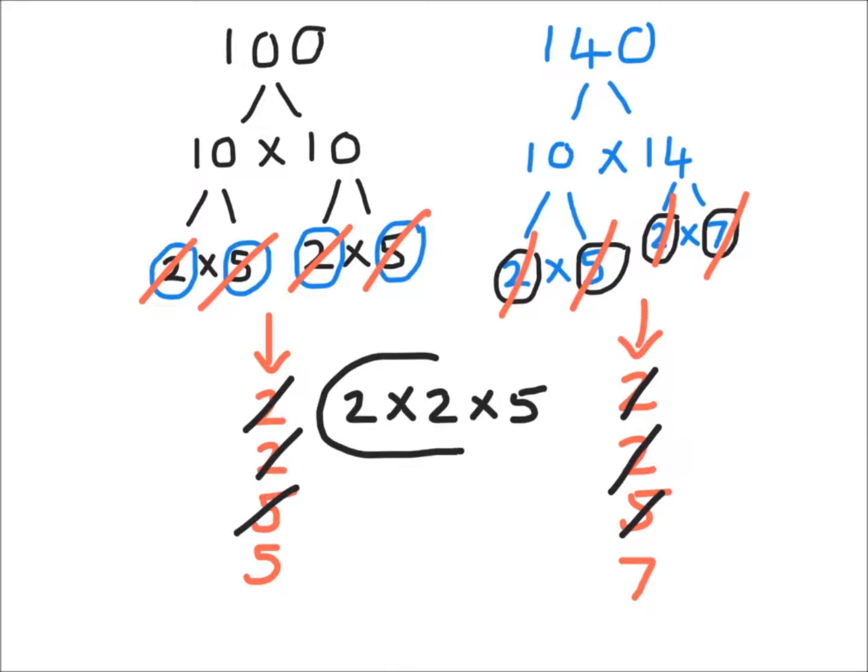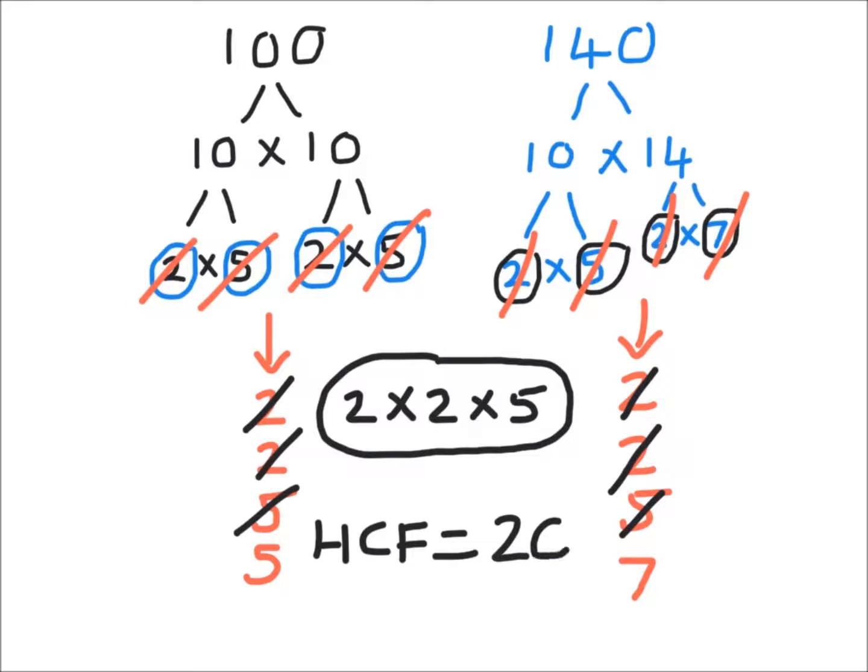If we do this calculation that I'm putting a circle around, that will give us the highest common factor. So 2 times 2 is 4, and multiply that by 5, we get 20. So the highest common factor of 100 and 140 is 20.